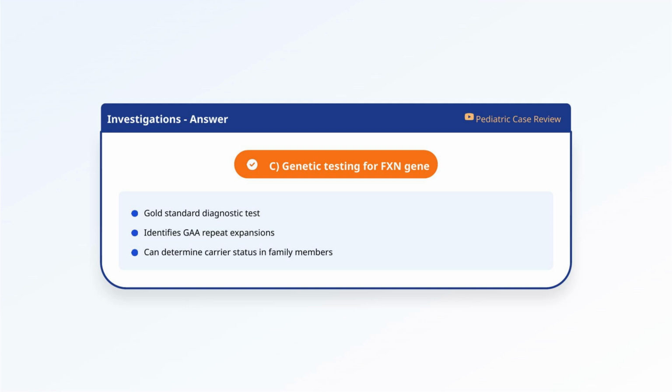Genetic testing for the FXN gene. This is the gold standard diagnostic test for Friedreich ataxia, identifying the GAA repeat expansions that cause the disease. Genetic testing can also determine carrier status in family members, which is valuable for genetic counseling. While other tests may support the diagnosis, only genetic testing provides definitive confirmation.